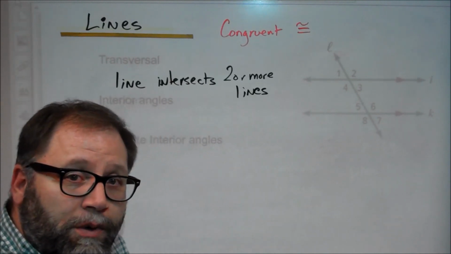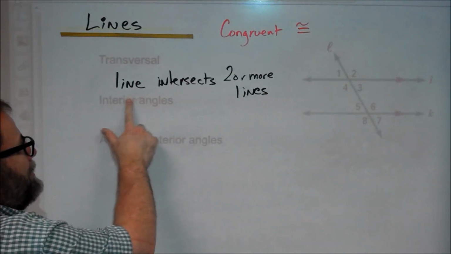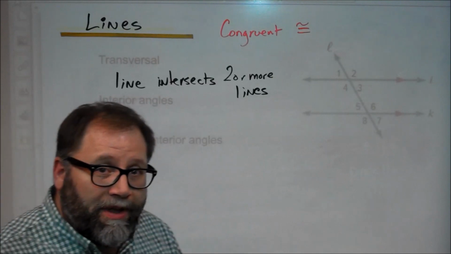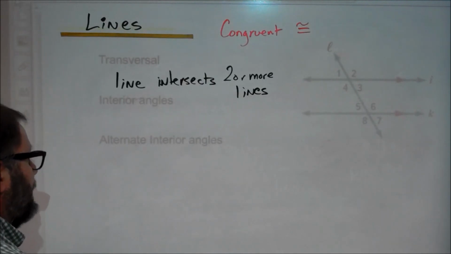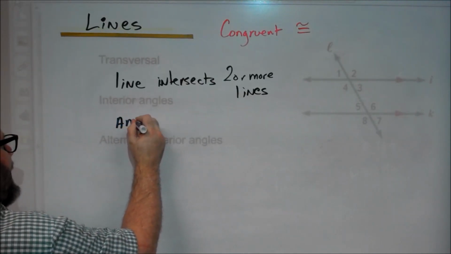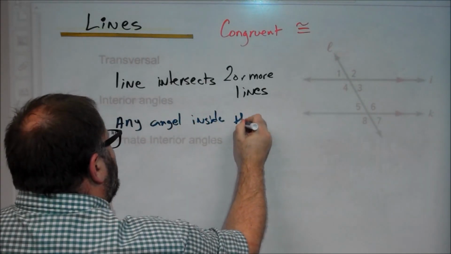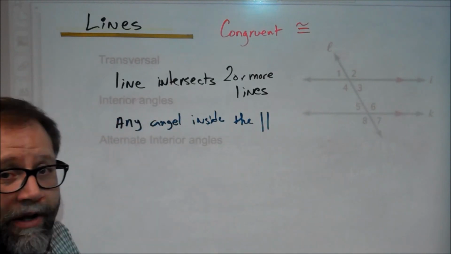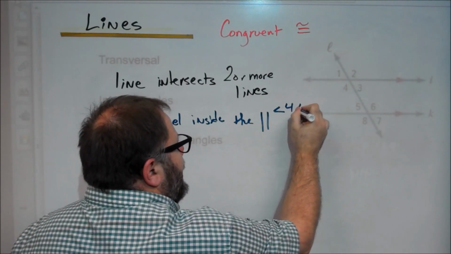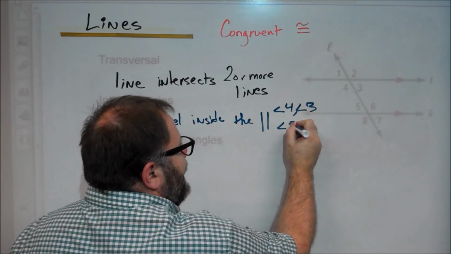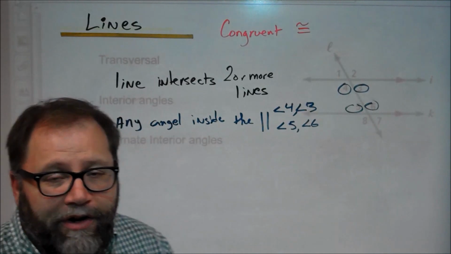When we classify these angles, we're looking at location, because it's location, location, location. That's what matters. So let's start by talking about interior angles. When we talk about interior, we're talking about inside the parallel lines. So when we're inside the parallel, let me use the symbol for parallel, any angle inside the parallel, so in here we'd have angle 4, angle 3, angle 5, and angle 6. All four of these are interior angles.